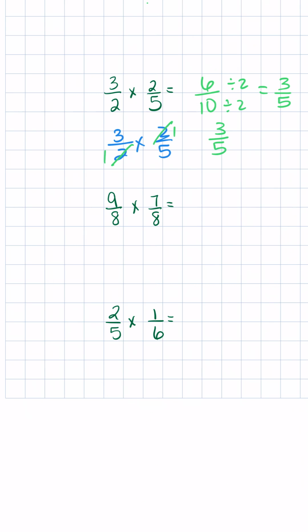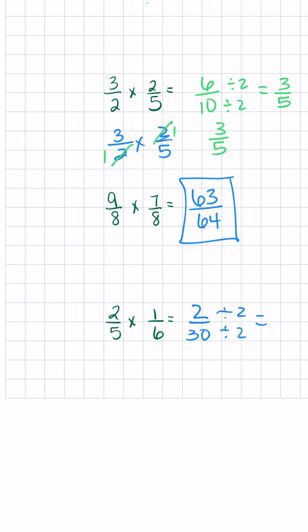7 times 9 is 63. 8 times 8 is 64. They're only one apart, so they can't be reduced at all. Then 2 times 1 is 2. 5 times 6 is 30. Divide by 2. 1/15.